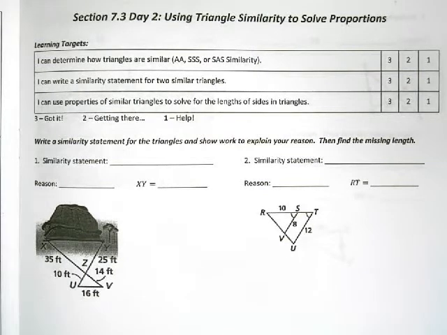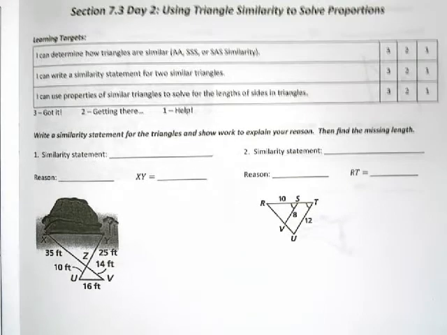Hey everyone, today we're going to continue on with section 7.3, and really this section is going to put together everything that we did in 7.3 day 1 and then pull in what we did in 7.1. So our main goal for today is to be able to figure out if two triangles are similar, so provide the reason, whether it's AA, SSS, or SAS, and then to be able to use the fact that they're similar to solve for a given side of the triangle. So again, that's really what you did in 7.1, setting up those proportions.